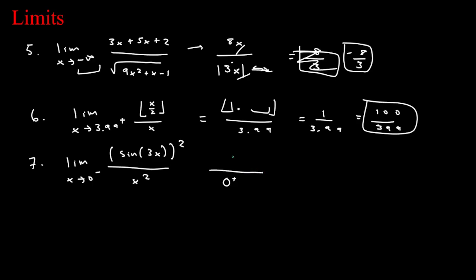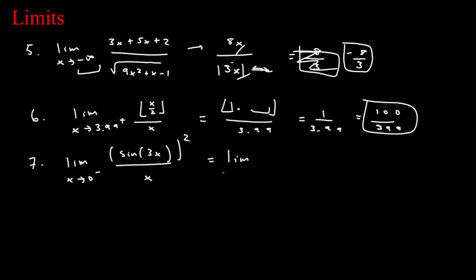And sine x, sine of 0 is actually just 0. Oh wait, hold up. This problem requires us to know that the limit of sine x over x as x tends to 0 is 1, right?